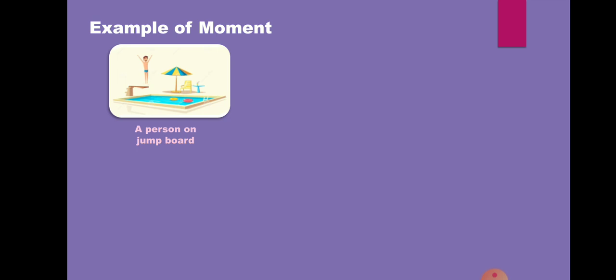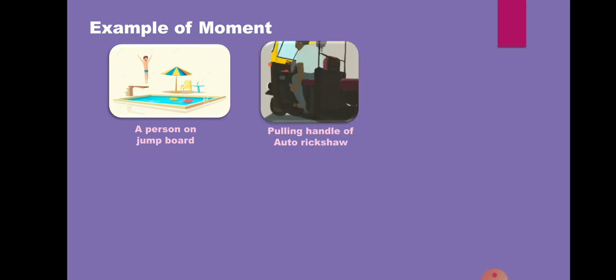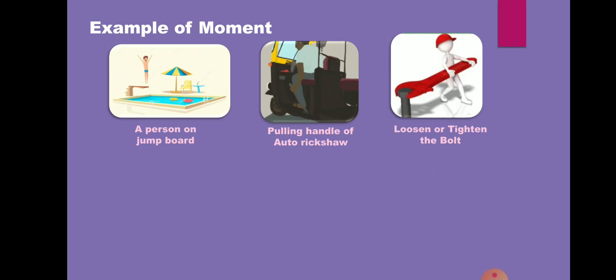The first one is a person on a jump board. We all know about the swimming pool. When a person jumps from the jump board, the effect produced on that jump board is known as moment. The second one is pulling the handle of an auto rickshaw. When an auto rickshaw driver tries to start the auto rickshaw with a handle, a moment is also produced. The third one is loosening or tightening a bolt. When anybody tries to loosen or tighten a bolt with the help of a spanner, it is also a moment effect.